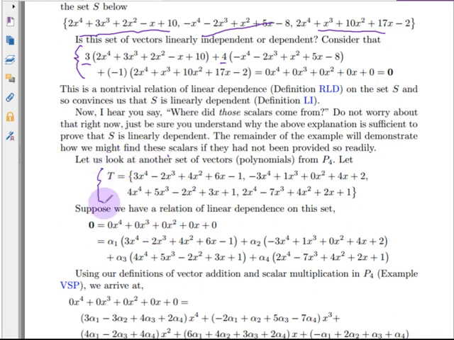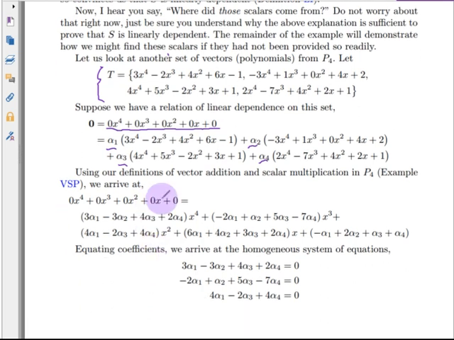Well, here we'll look at a different example. Here's a set of polynomials. Let's form an arbitrary linear combination. So we choose arbitrary constants, alpha 1, alpha 2, alpha 3, and alpha 4. We choose these arbitrary constants, and we want to find these constants such that the sum of these polynomials turns out to be the 0 polynomial.